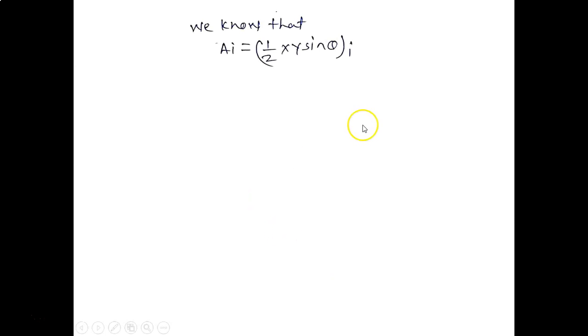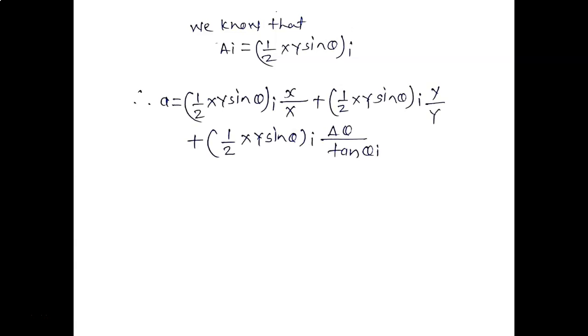We know that AI is equal to what? 1/2 xy sin theta at the point I, that is 1/2 xi yi sin theta I. Therefore, we will substitute this value in the earlier equation. Therefore, we will get this equation, that is small a is equal to 1/2 xy sin theta at the reference point I into small x upon capital X plus 1/2 xy sin theta at the reference point I into small y upon capital Y plus 1/2 xy sin theta at the reference point I into delta theta upon tan theta I. Therefore, this is our equation.